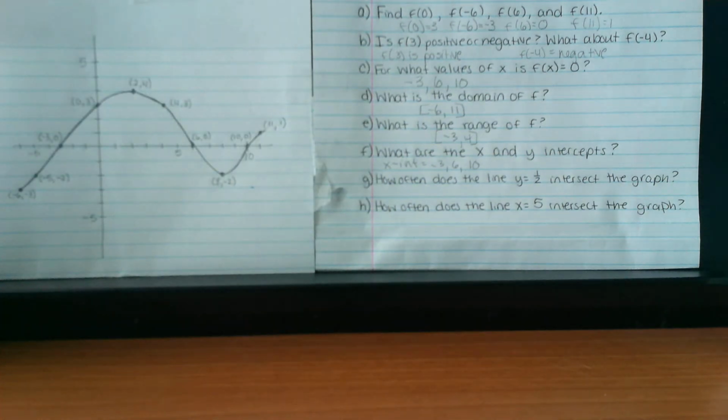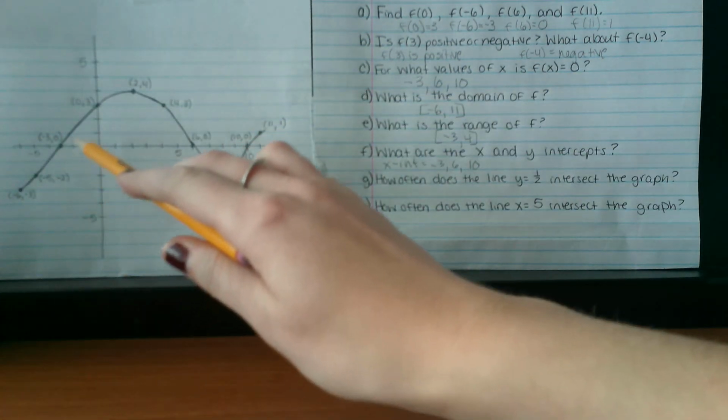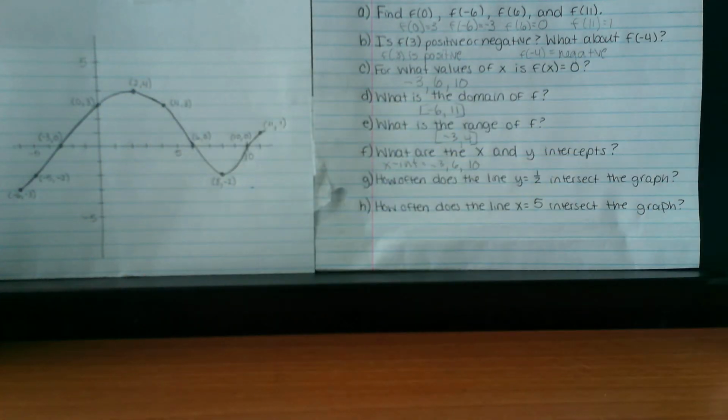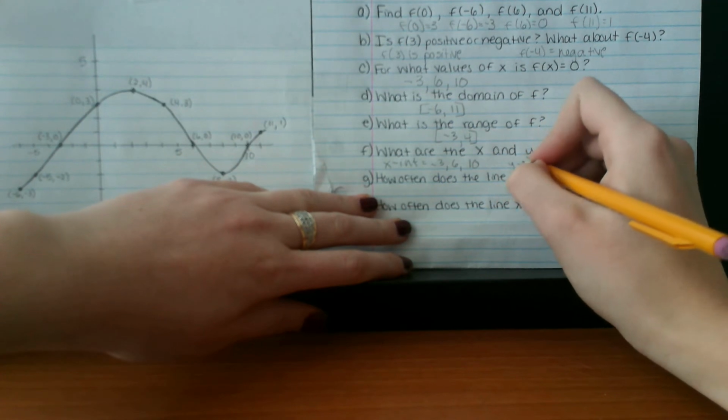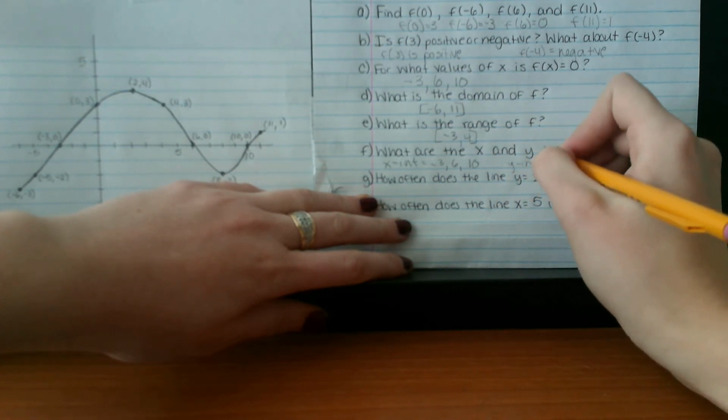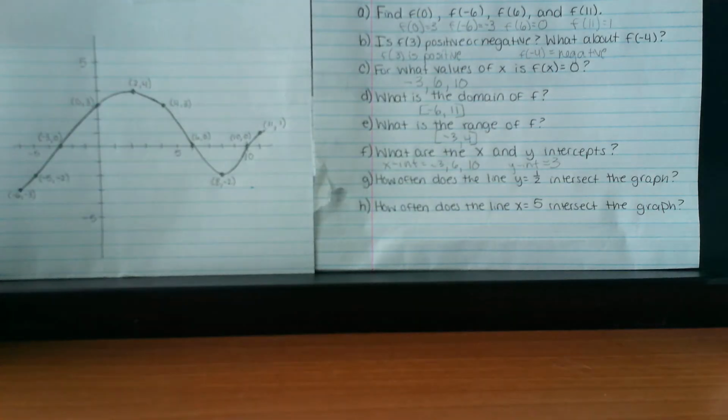And the same thing goes for the y. You just follow your graph and see where your graph crosses the y-axis. And here we can just see that it crosses at 3. Okay, 2 more questions left.